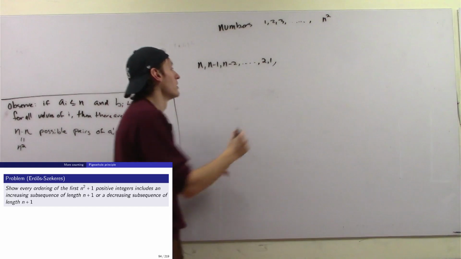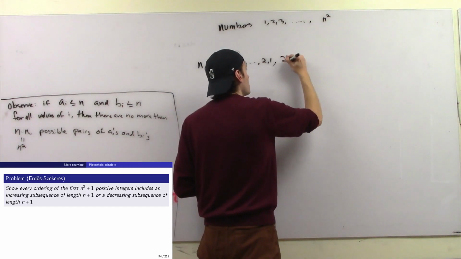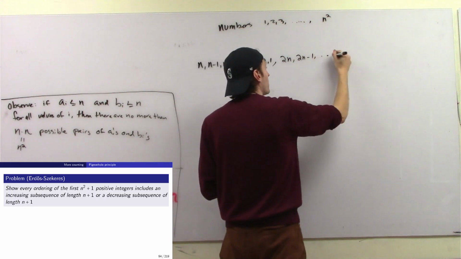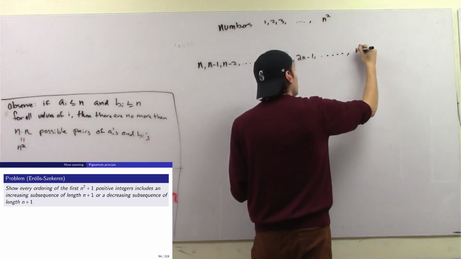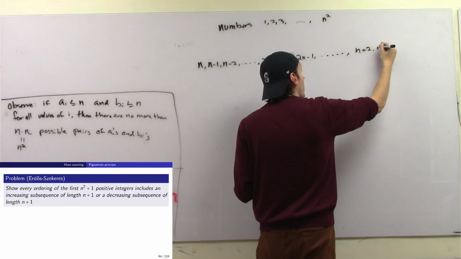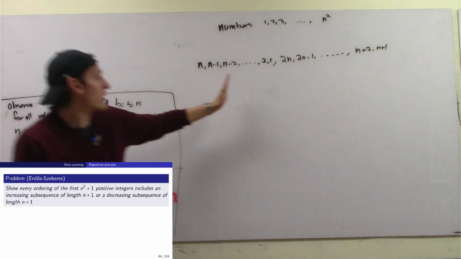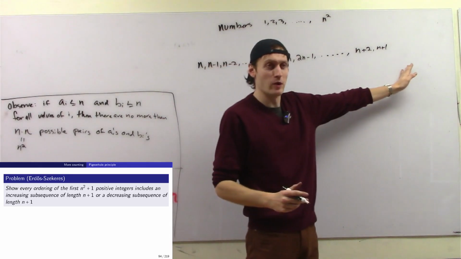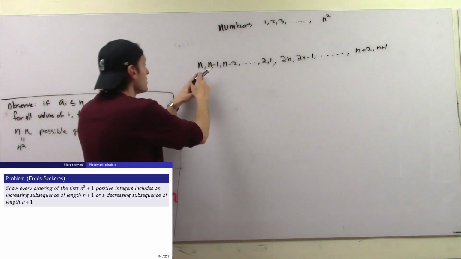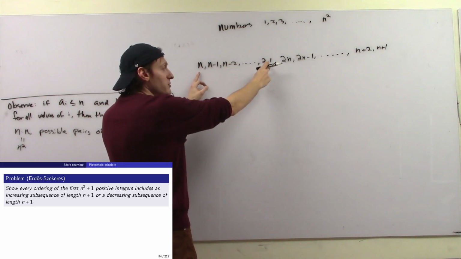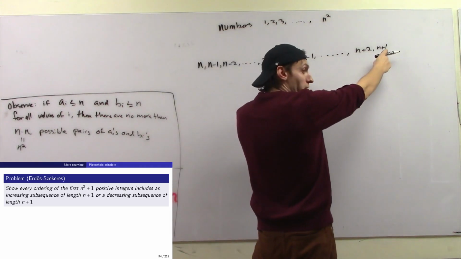Then I'm going to add another piece that's going to go 2n minus 1, all the way down to n plus 2, comma n plus 1. So I take the next chunk of n numbers and I arrange them in decreasing order as well right here. Now notice that all of the numbers in this part of my sequence are smaller than all of the numbers over here.